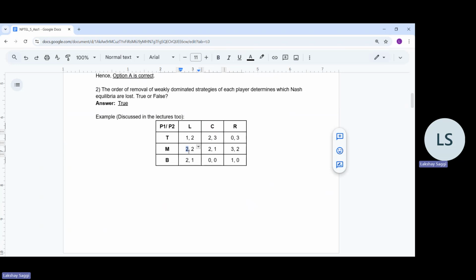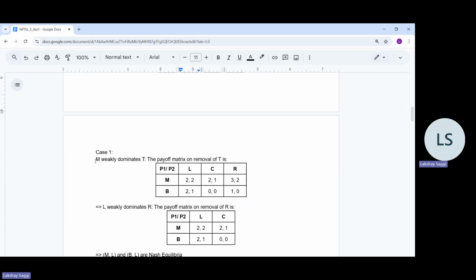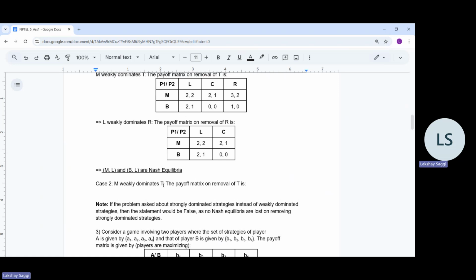And why is this the case? Because you can see in strategy M, if the column player plays L, then the row player has a payoff of 2, here also 2. So M is no worse off than B. Here you can see that on playing M we get a payoff of 2, whereas on playing B, the row player gets a payoff of 0. So M is strictly better here. And similarly here also M is strictly better than B. Since there was equality in the case where the column player plays L, we can say that strategy M weakly dominates strategy B. So now the case is M dominates B.